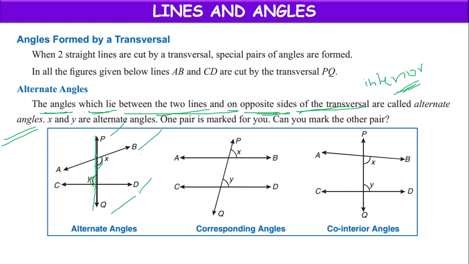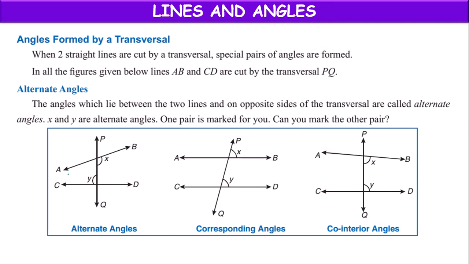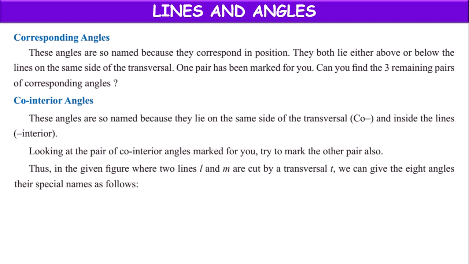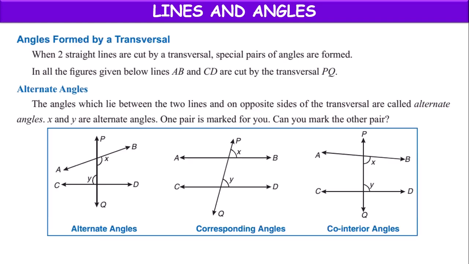Here, X and Y are alternate angles. In the same way, we can take this. Suppose this is A, this is B, then A and B are another pair of alternate angles. This total region is the interior region. So in the interior region, on opposite sides of the transversal: this side, that side, up and down. These two are considered as alternate angles. One pair is X, Y; another pair we can take A, B like that.